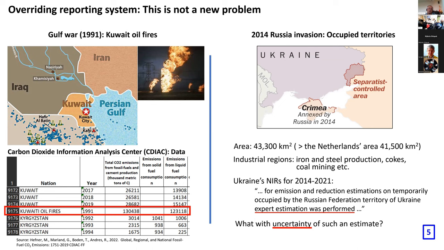The author teams, especially Professor Boden and Professor Greg Marland, were very creative, and they created a new country, Kuwait oil fires. This is still showing in global and national emission data, such a one-year country code. These military-related emissions were largest during the Kyoto Protocol period.